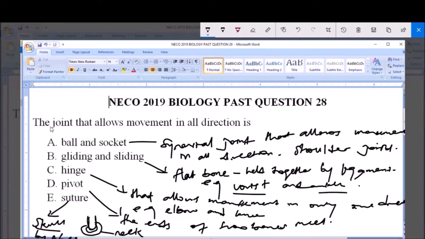Now the question says the joint that allows movement in all directions is A, ball and socket joint. Like I said, ball and socket joint is a synovial joint that allows movement in all directions, and an example is the shoulder joint and the hip joint. So option A is the answer to this question.